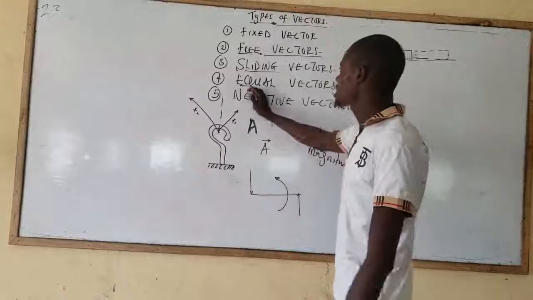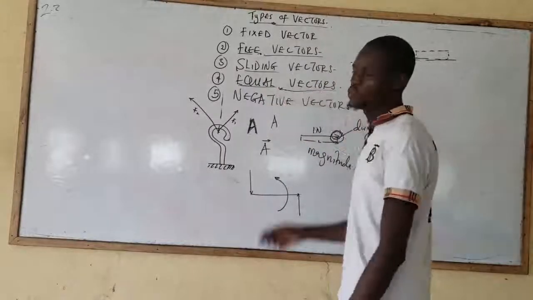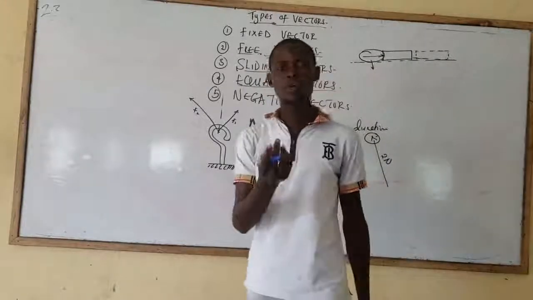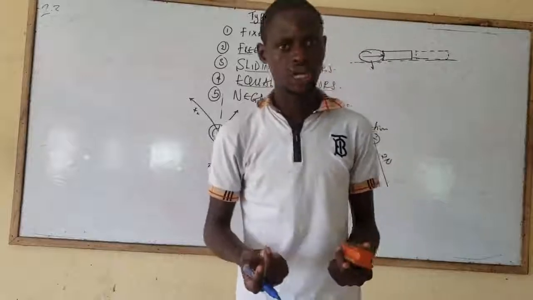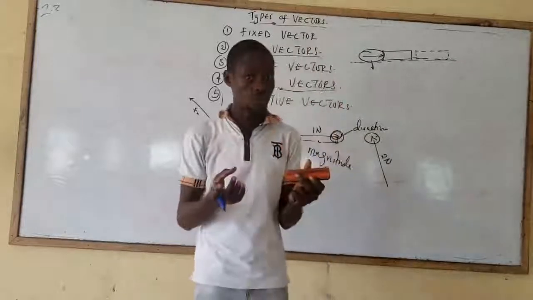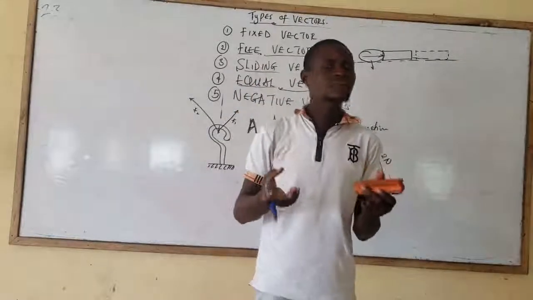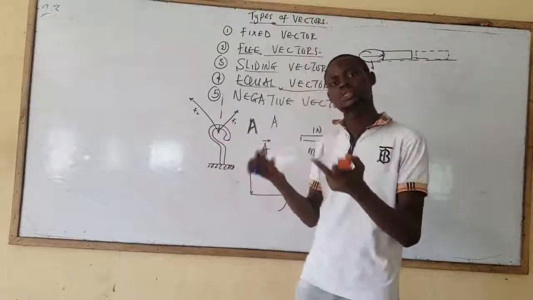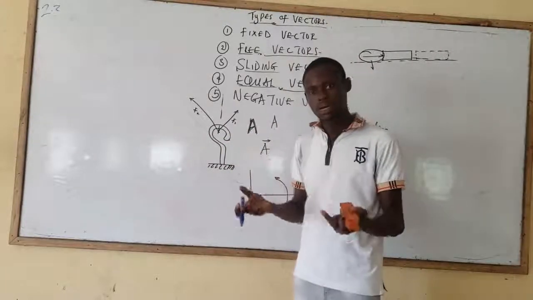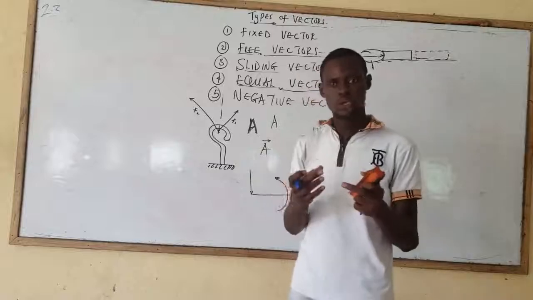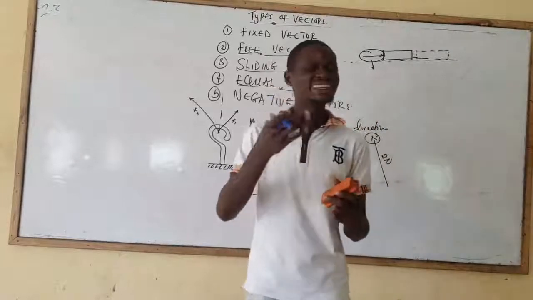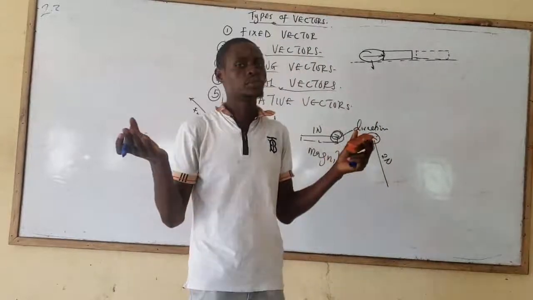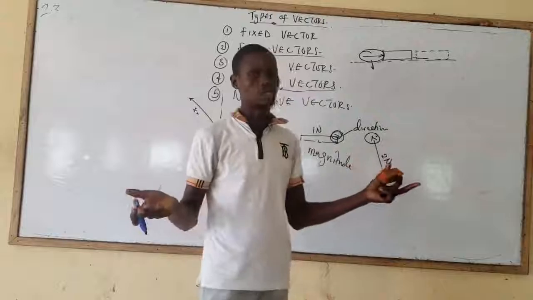Now, we also have another type of vector, which is known as equal vectors. Two or more vectors are said to be equal to each other if they have the same magnitude. It doesn't matter if their point of application is the same or not. Equal vectors have the same magnitude and the same direction, but they might have different points of application.